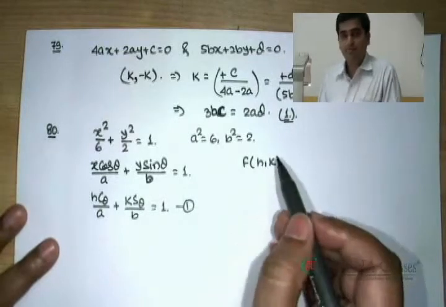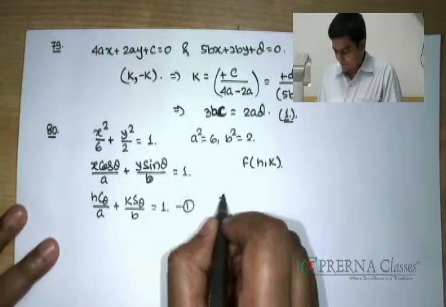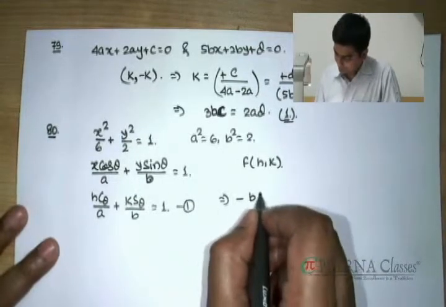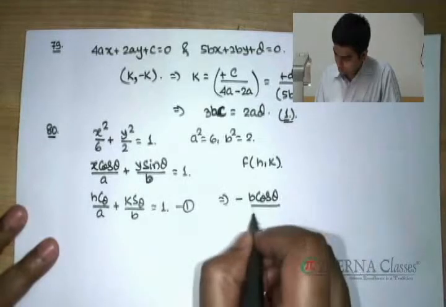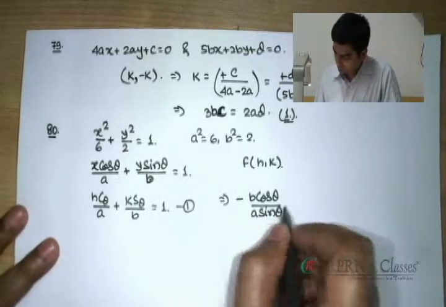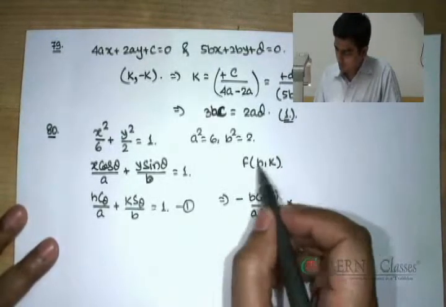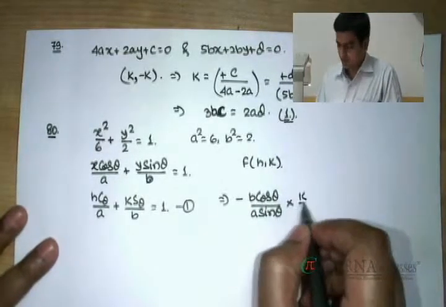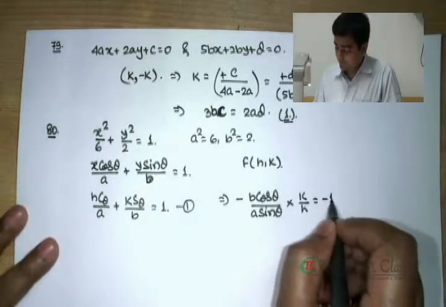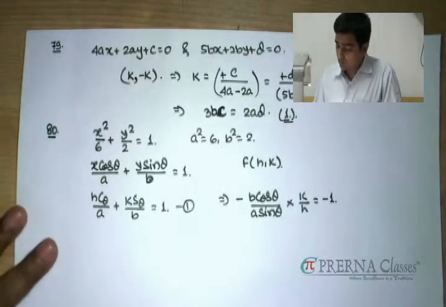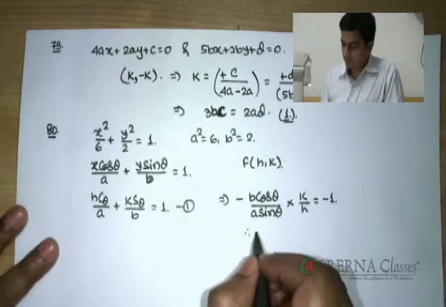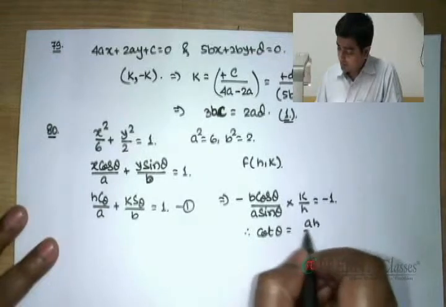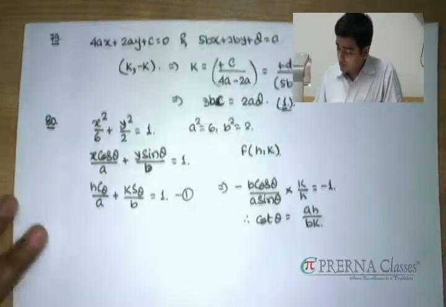Moreover, we have to utilize this fact that the slope of this line, that is this, and the slope of the line joining the center and this foot of perpendicular, their product should be equal to -1 as we are dropping a perpendicular from the center. One thing you can clearly check then is that cot of theta turns out to be AH by BK.